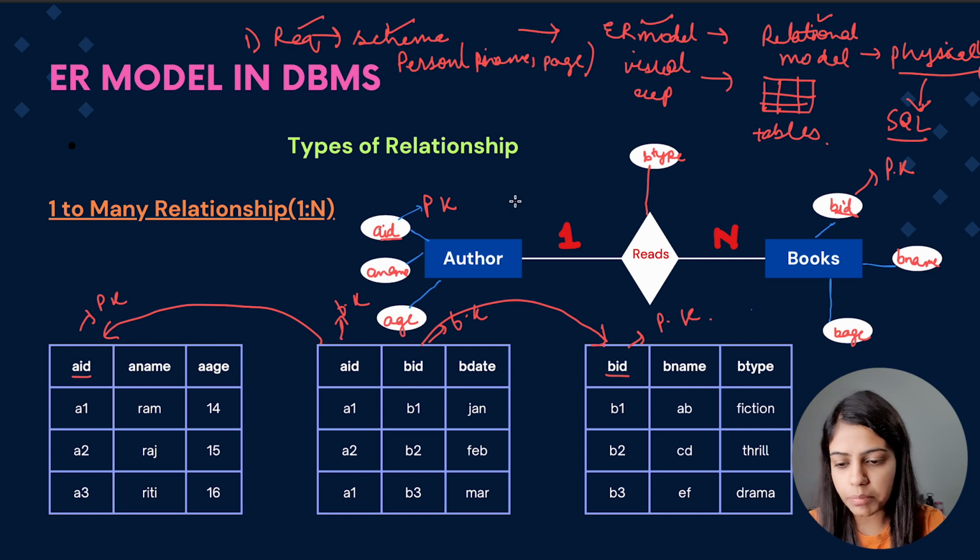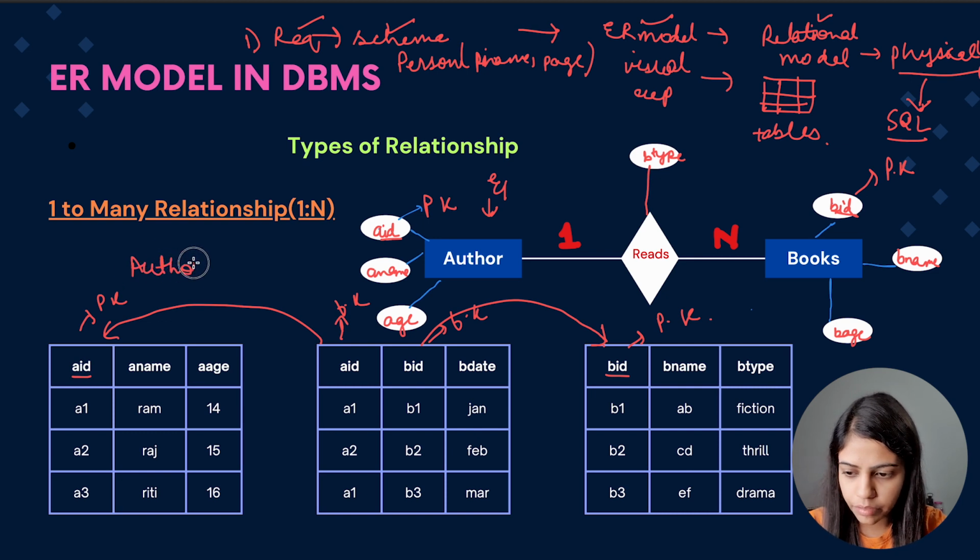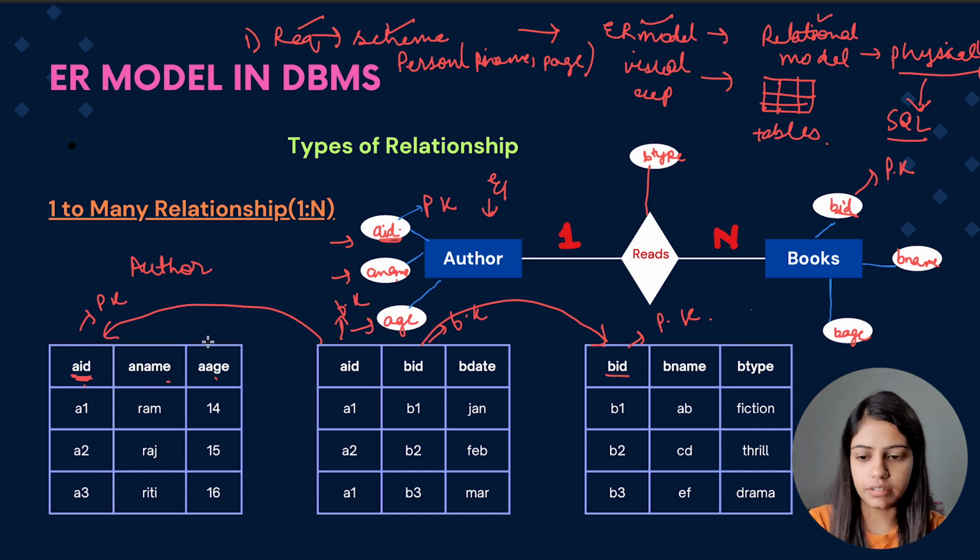So how I'll form the tables? I'll pick the first entity, entity E1. I'll draw the table for author. Now for the author, I'll mention all the characteristics. So basically characteristics are given in the columns. So author ID, author name, author age. Now I'll fill some data in here. Now here it is given that author ID is the primary key. So I'll mark author ID as the primary key. So basically this is the table for the author entity.